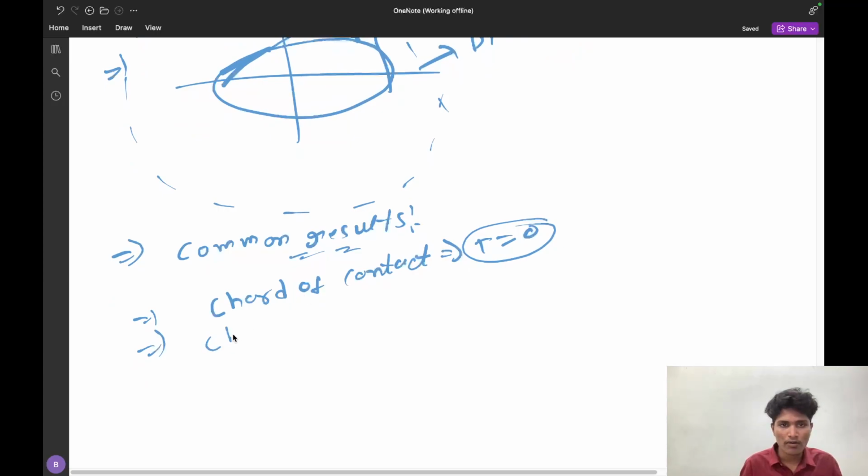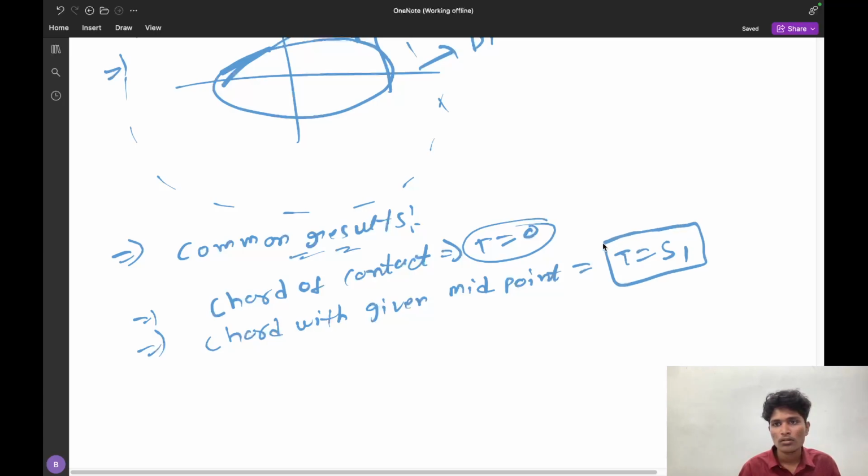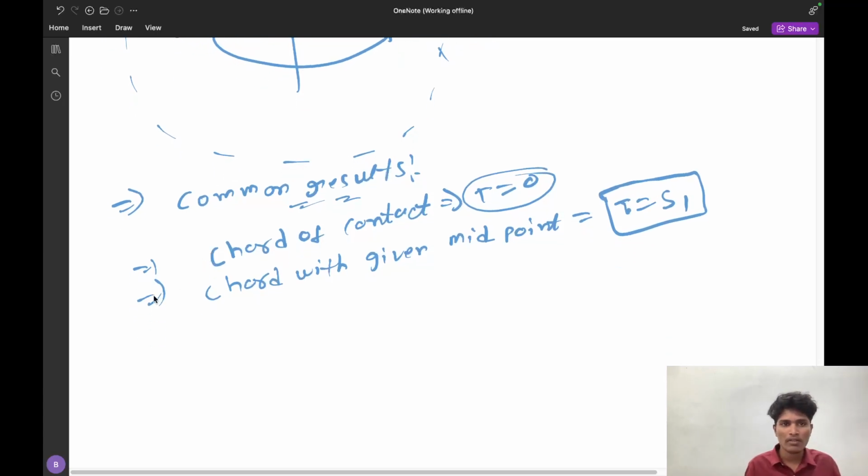And next one is chord with given midpoint. What will be the answer? A chord with a given midpoint will be T equals S1. I already said what is T equals 0, and I already said what is T equals S1.